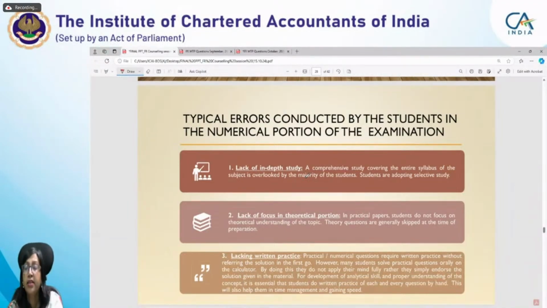Typical errors committed by the students in the numerical portion of the examination. One is the lack of in-depth study. Students, as I already discussed with you, certain key terms which are often used in any standard should come in your answer, should be reflected in your answer. If it is not reflected, it gives an indication that your preparation is very shallow or not up to the mark.